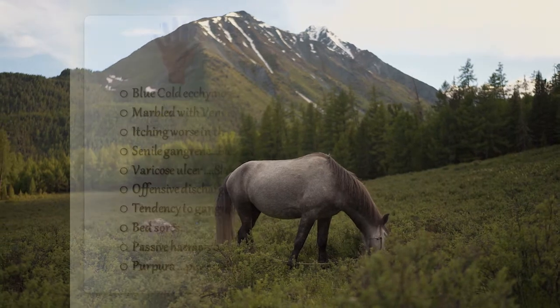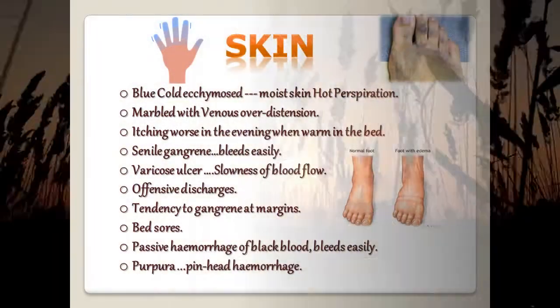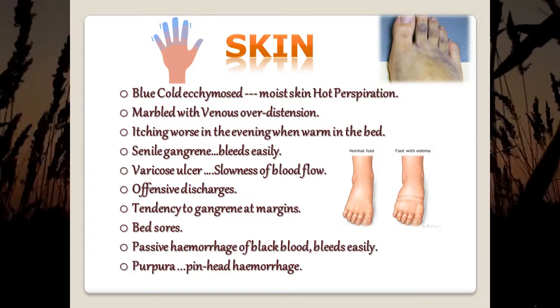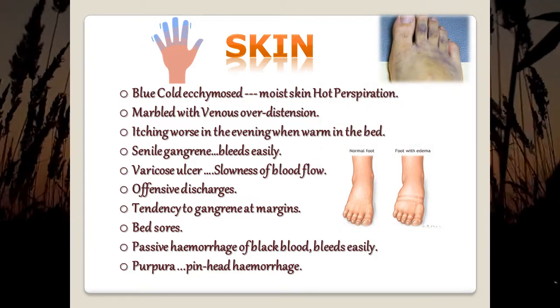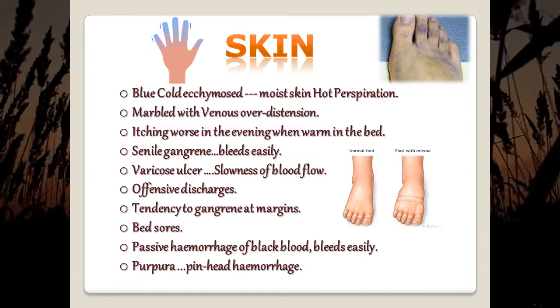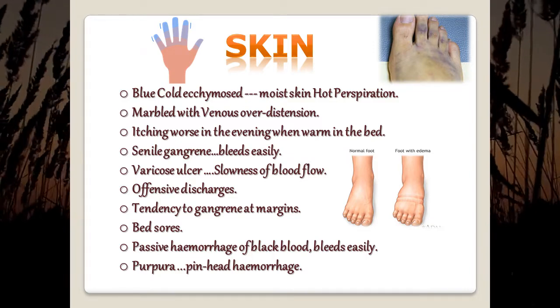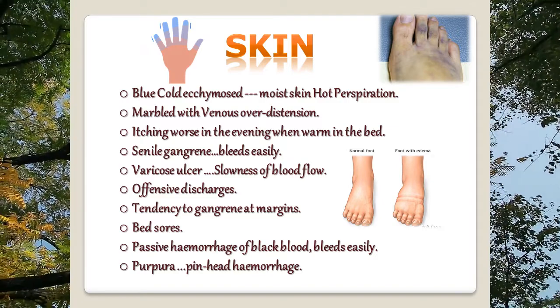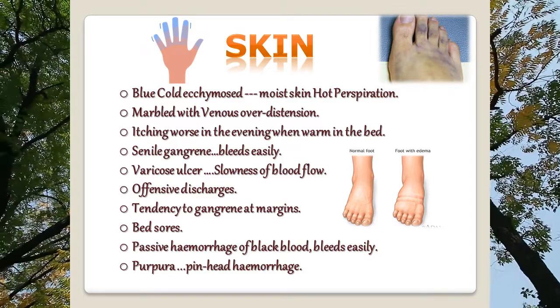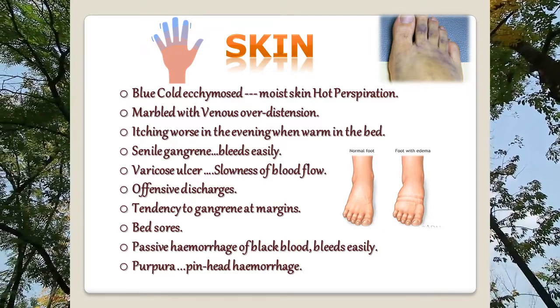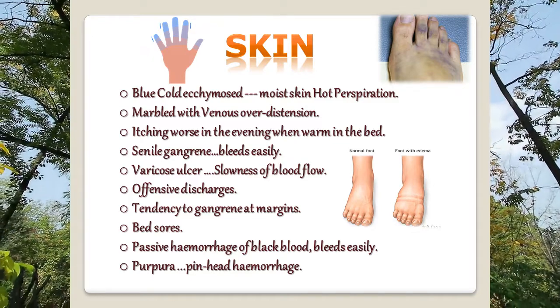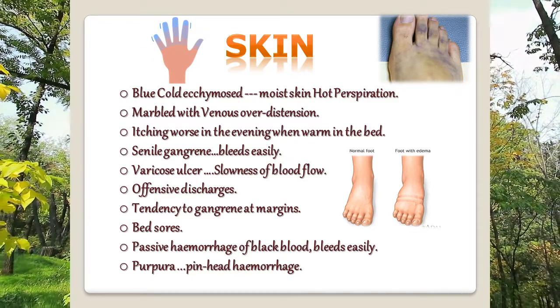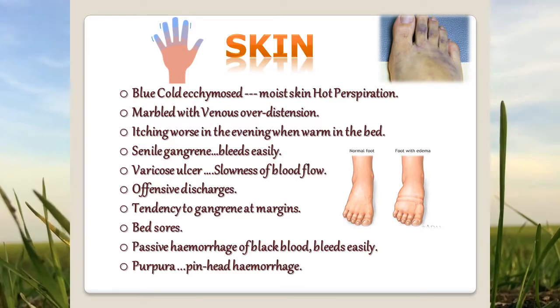Moving on to the next slide, this is about skin. The skin is blue, cold, ecchymosed, moist skin and hot perspiration. So there is moist skin and hot perspiration, but skin, if you touch, it feels cold. And the symptoms of skin basically originate from that slow circulation of the blood, marbled with venous over distension. Again you can see that varicose vein symptoms, itching worse in the evening when warm in the bed. You can compare this with various remedies, Sulphur. Senile gangrene, bleeds easily, varicose ulcers, slowness of blood flow.